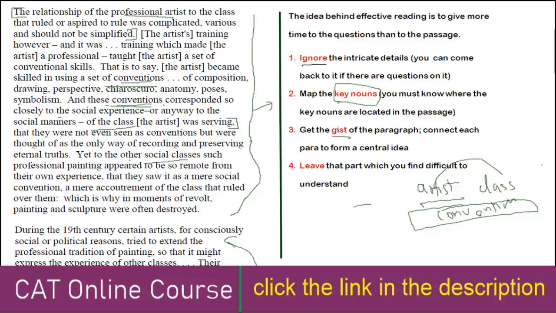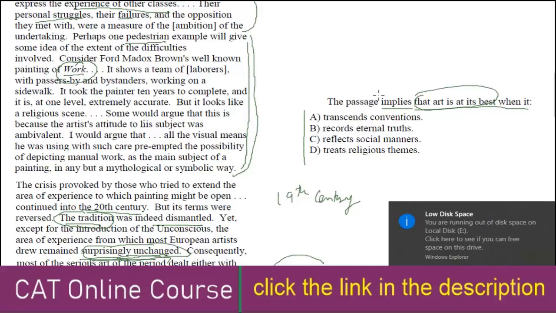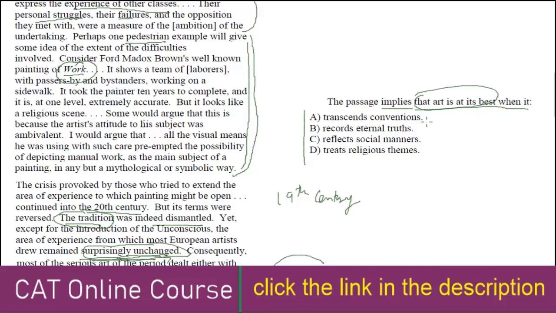Now, there's a very, very good question, and it says the passage implies that art is at its best when. Now, nowhere has the author said that when is art at its best. But then he has been talking about something, and that's the reason why the question says implies. Implies means to indirectly say something. That means basically when you want to say something indirectly, what are you implying? So the author has discussed lots of things. What is he implying out of these 4?